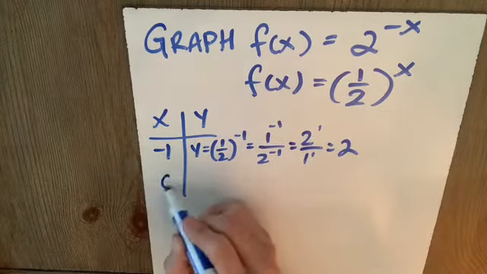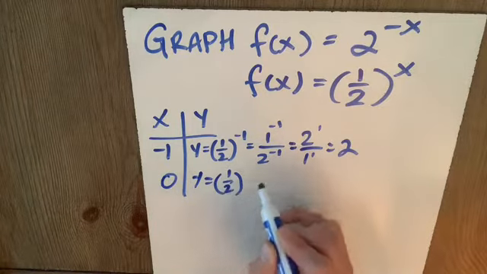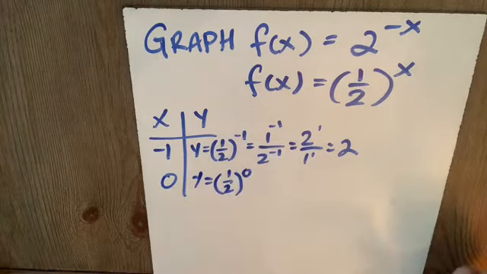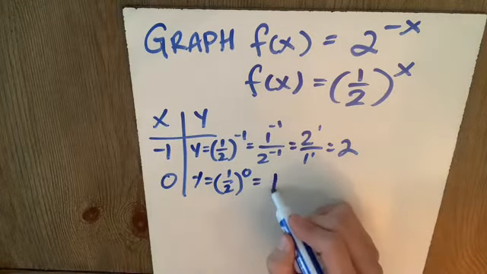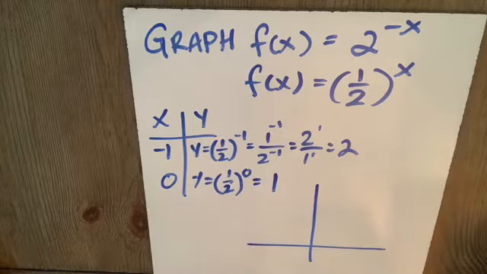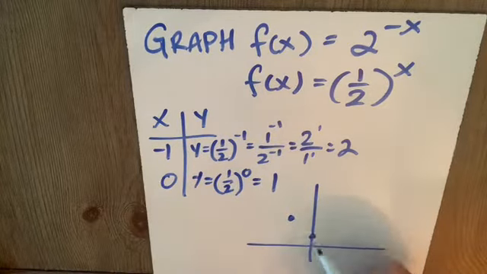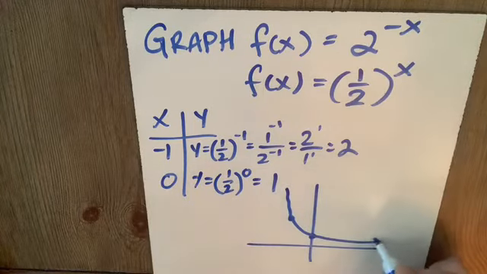And 0 means y is equal to (1/2) to the 0, and I get 1 with that. So my two critical points here are (-1, 2) and (0, 1). And I can draw my graph like that.